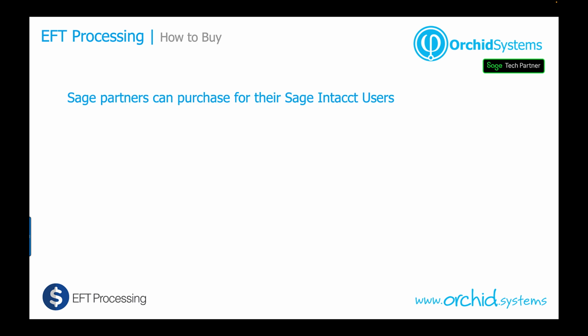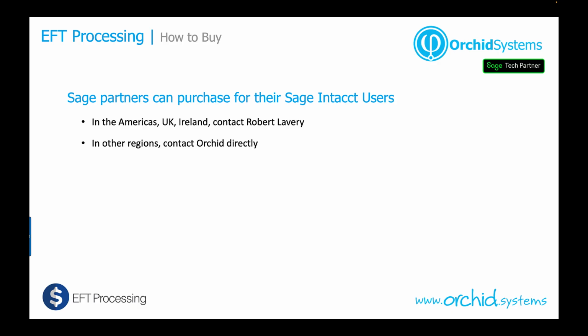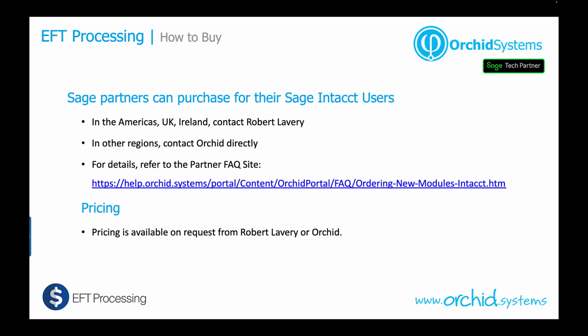If you're interested in purchasing, Sage partners can contact Robert Lavery in the Americas, UK and Ireland, or ORCID directly in all other regions: Europe, Australia, New Zealand, various Asian countries, Africa. And all the details of the ordering process are on the partner FAQ site.